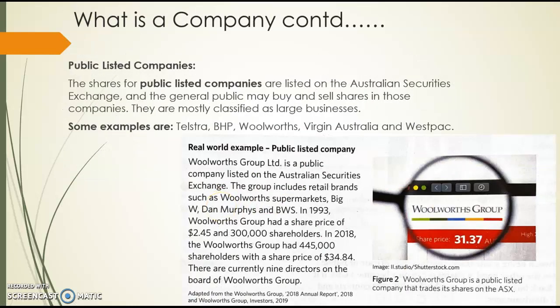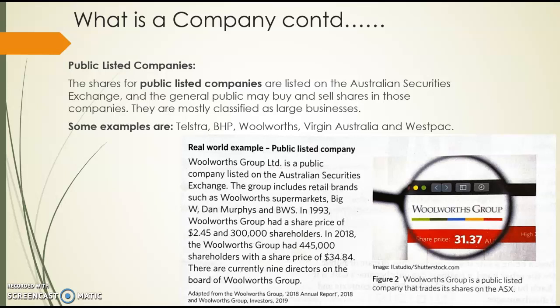Now, again, we learned about private limited. Now this is public listed company. So public listed company is when the shares are available on the Australian Securities Exchange, ASX. Okay, and the general public can buy and sell those shares in companies. Whereas in private limited companies, you can't buy their shares. All the shares are owned by one person. Okay, so they have all the ownership. That's private limited. Whereas in public listed, general people, me or you, can buy the shares.